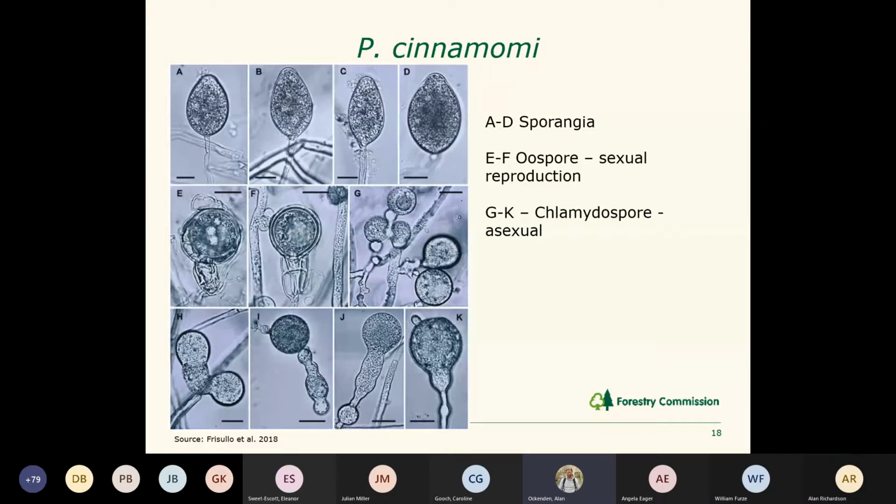So looking at the types of structures, you'll see a difference here. We have the sporangia, which we saw before with Remorum, which contain zoospores. We've also got oospores this time, letters E and F. Those two slides there are oospores, so that's where there's been sexual reproduction. And then again, you'll get asexual reproduction, the chlamydospores, G through to K. Quite morphologically diverse chlamydospores within cinnamomi.